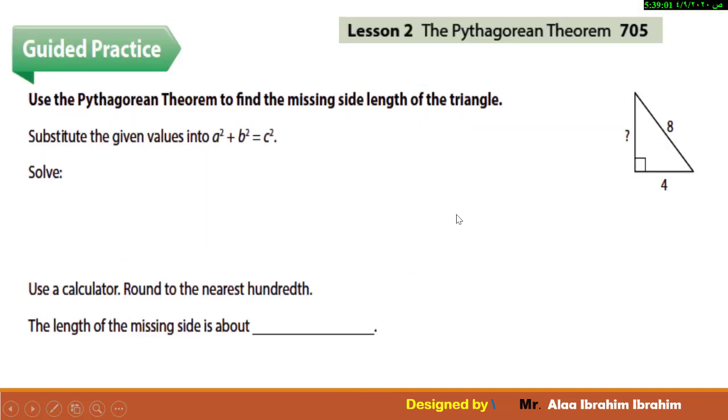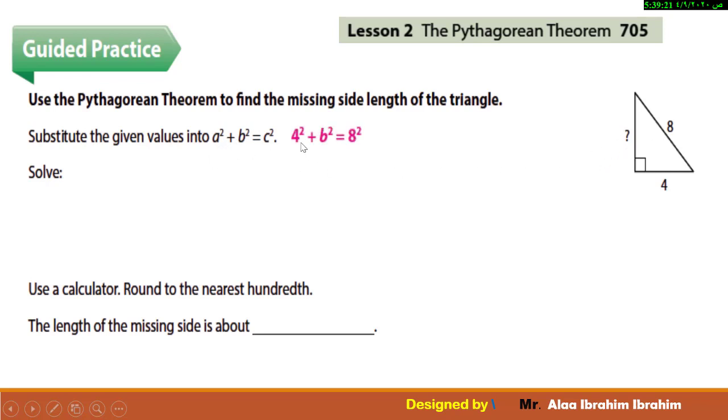The other example, page 705, I have here 8 and 4. What does 8 mean? Hypotenuse or leg? This is the hypotenuse, and this is a leg. So the other leg is not given. So this is my general form, and I have to find this. I have two ways.